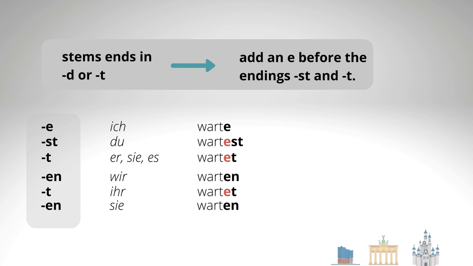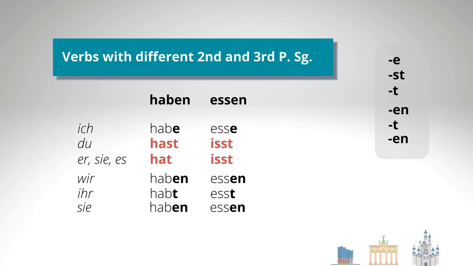Then there are also some which are not that logical. So the ones where there is not really a group of verbs that share the same similarity. There are some verbs that have a different ending in the second and third person singular, for example, but they don't share the same characteristics. So there is no triggering feature like in the other groups we had. But those are only a few. The two most popular and most used ones are haben, to have, and essen, to eat.